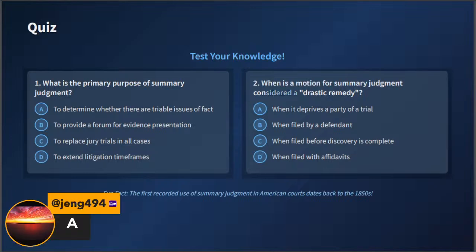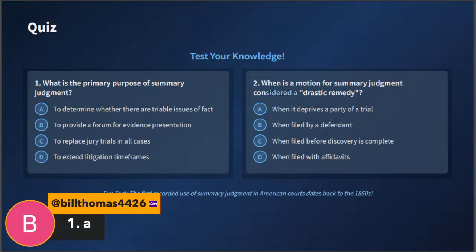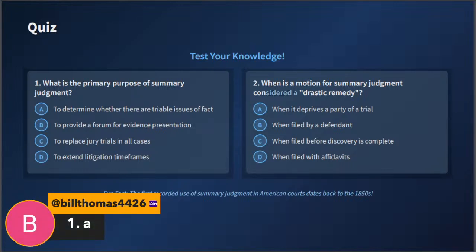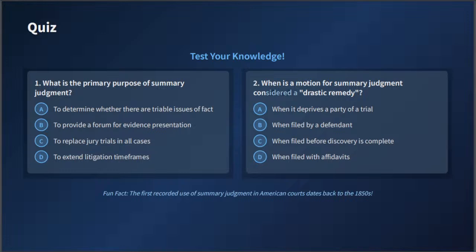J 494 says, capital A. Bill Plymouth 4426 says 1-up. All right, so we got 2 voting for the A. Let's continue here. Question number 2.